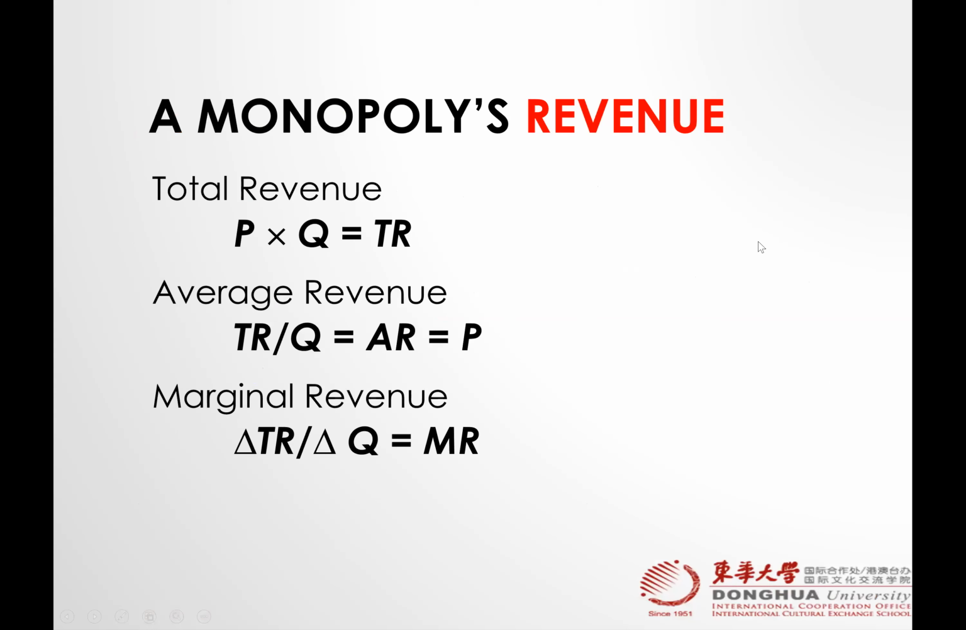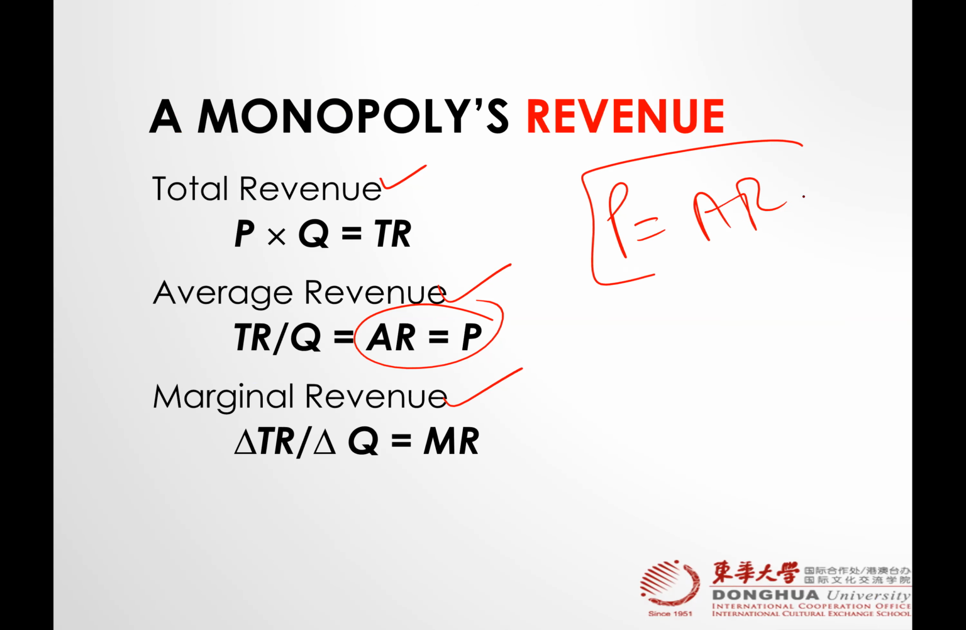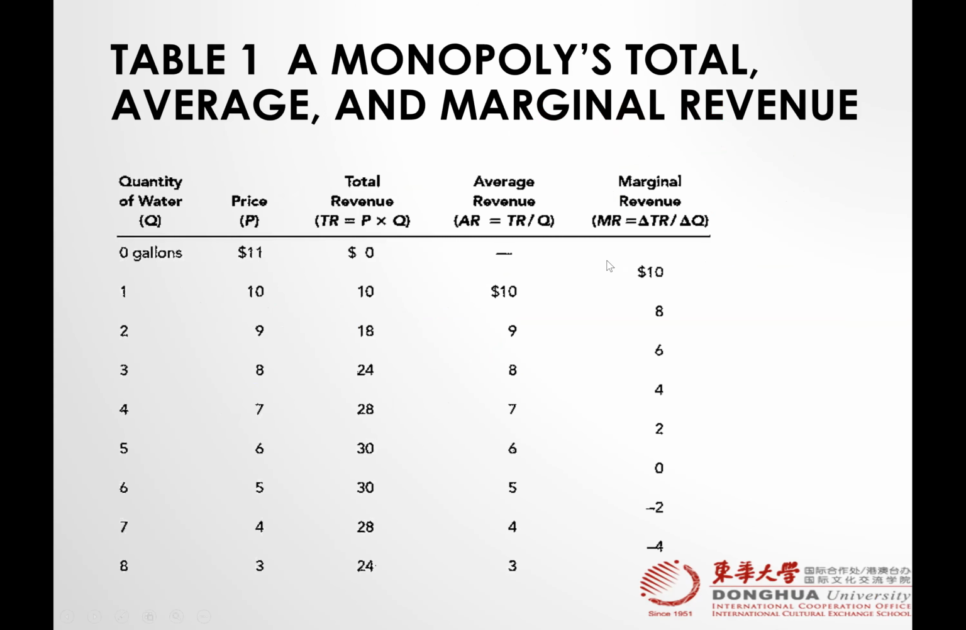So what is the revenue structure of a monopoly? The formulas for total revenue, average revenue, and marginal revenue are the same. Total revenue is price times quantity, and average revenue is equal to the price. So in all the market structures, price is equal to AR, right? Now let's talk about this example.